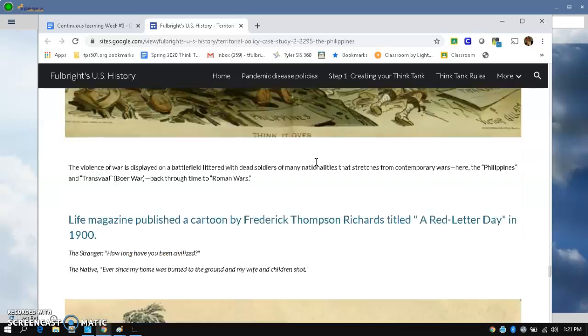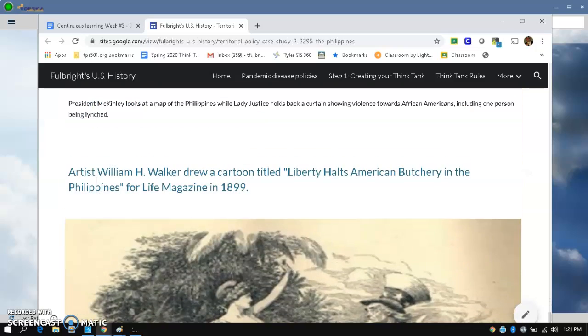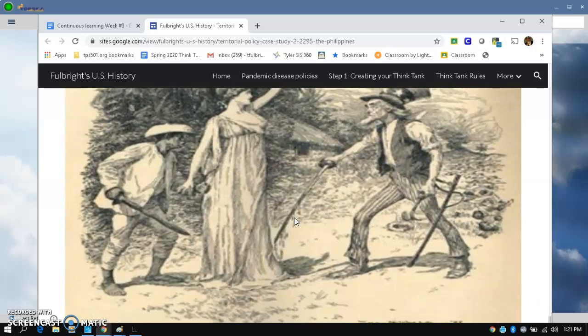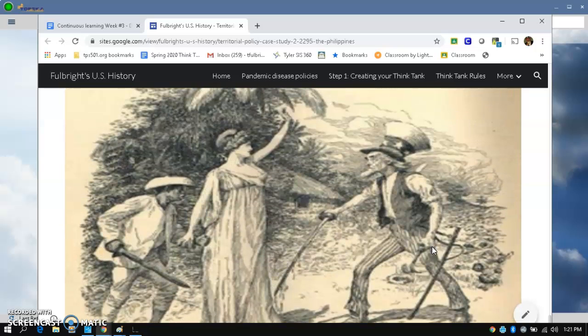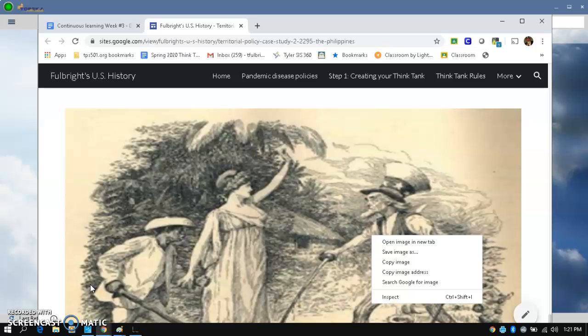Okay, now for a cartoon, we're going to look at this one down here. William H. Walker's Liberty Halt American Butchery. We have a Filipino in the left-hand corner and Uncle Sam in the right-hand corner, both of them holding swords, fighting against each other. Lady Liberty stands in the middle. Lady Liberty represents liberty, obviously. Whose side is she on? What side do we want to fight in? Make the connection here. What are the people in Hong Kong fighting for? Their liberties? Whose side do we want to be on?